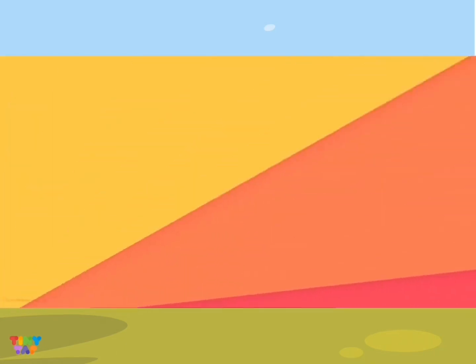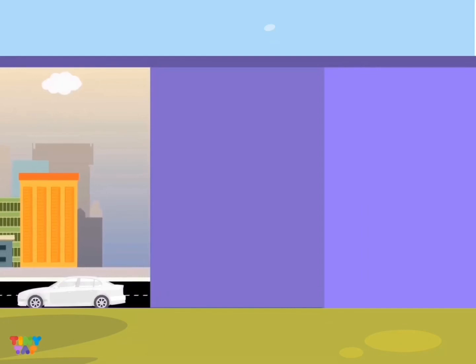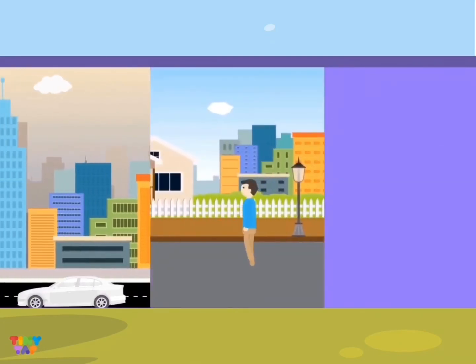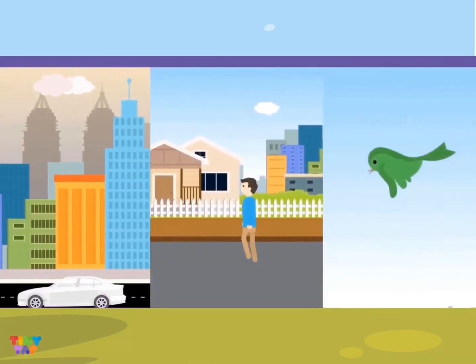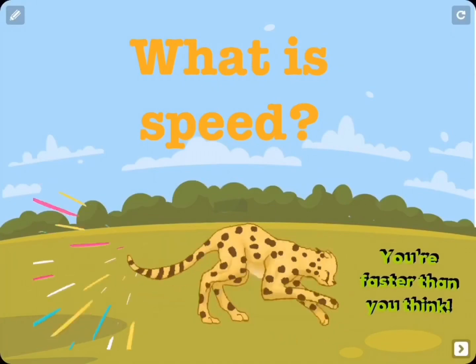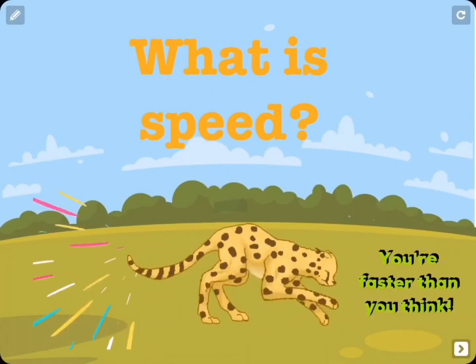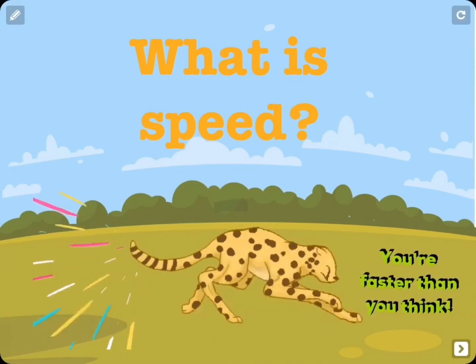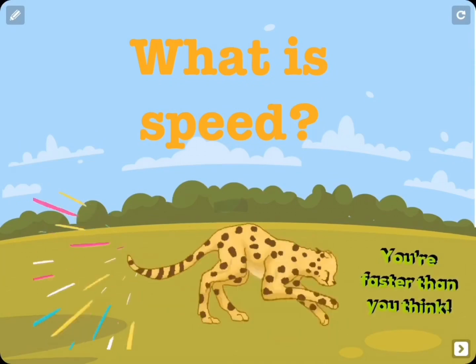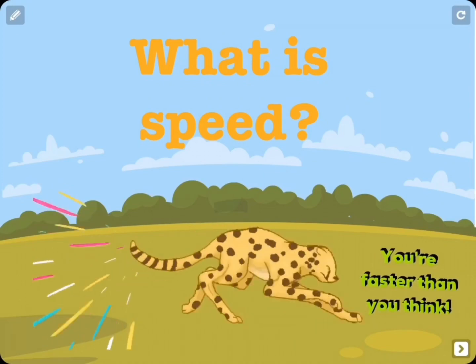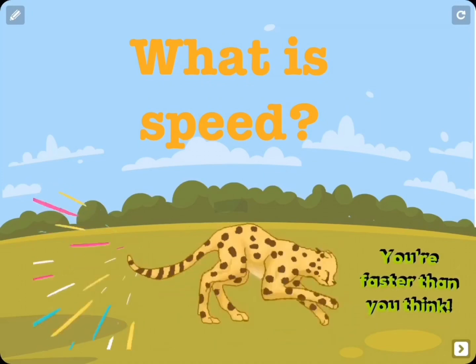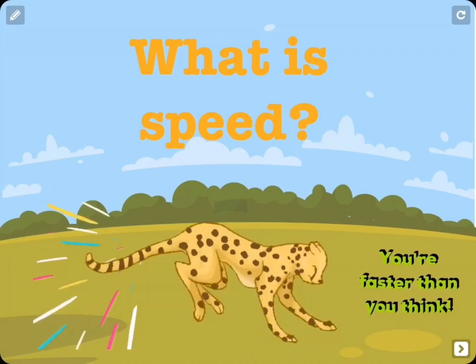In our daily life, we see different things moving around us. For example, cars moving on the road, people walking down the streets, and birds flying. Let's talk about another important concept in motion, speed. All moving objects have speed. Did you know that the cheetah can run at nearly 112 kilometers per hour?